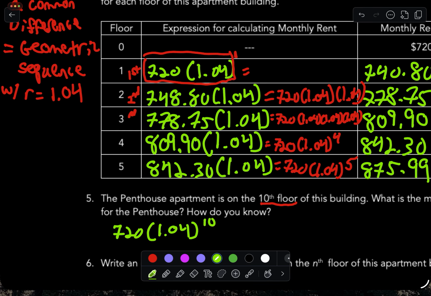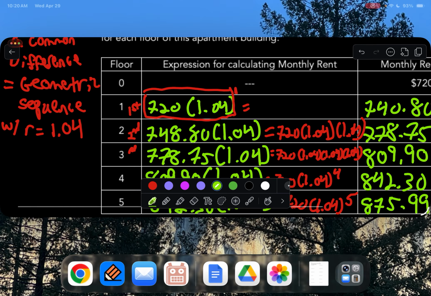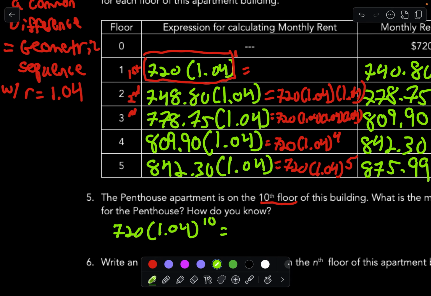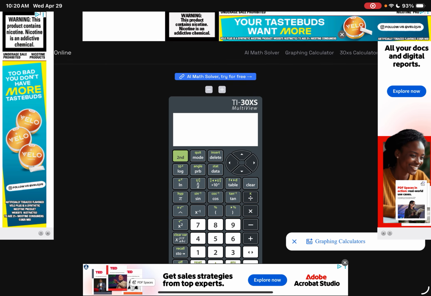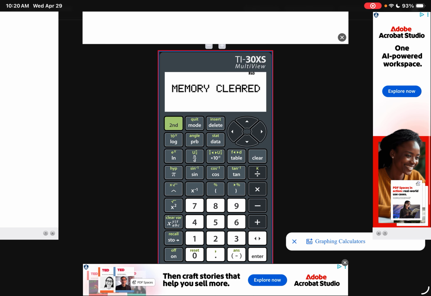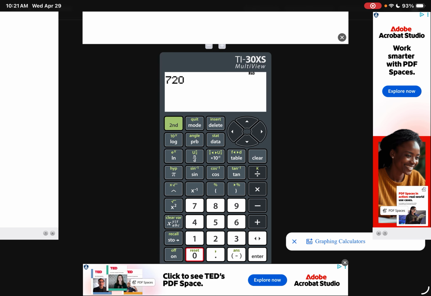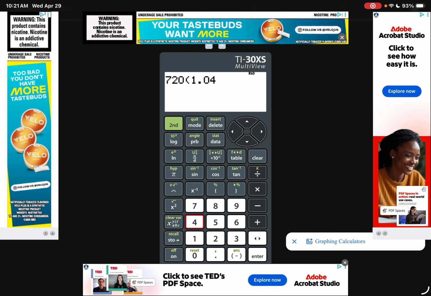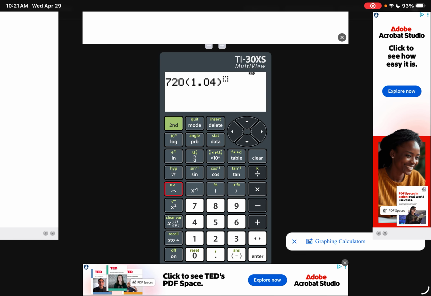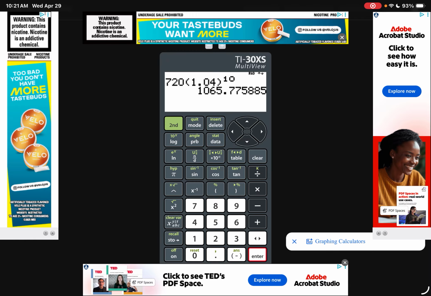Now, let me show you how you calculate this on your calculator. Make sure you understand this. Here is my standard calculator. So you would type in 720, and I will just use parentheses, times 1.04, close parenthesis, and now we're going to raise it to the power of 5, I believe. No, excuse me, 10. 5 was the last one. And we hit enter. And notice we get kind of an ugly number.